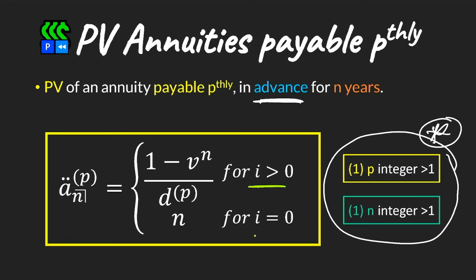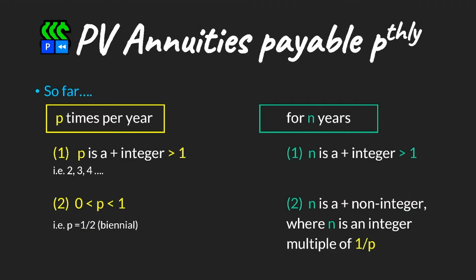Like I said before, we are building on these definitions, and by the end of the video you will have a clear understanding of when you can use this and when you can't. So far we've looked at the case where p is an integer and n is an integer, so we've done 1 and 1. Now we're going to look at 1 and 2, the case where n is a non-integer but where n is still an integer multiple of 1 over p.